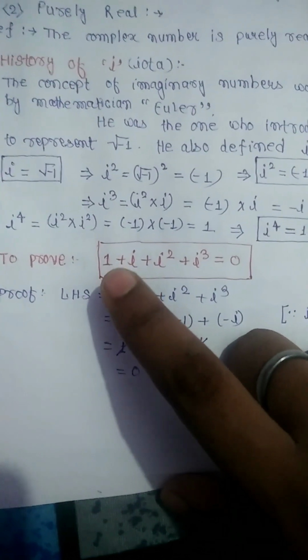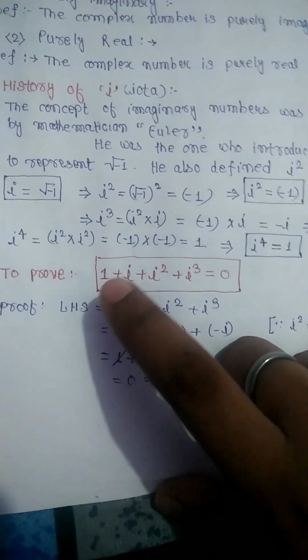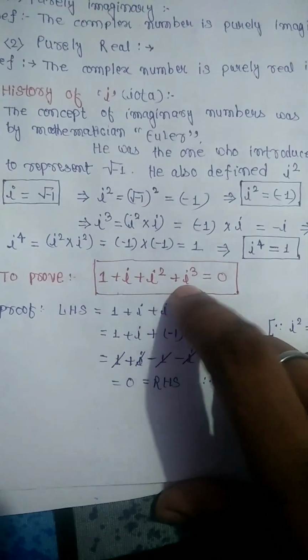So there is a very important concept that we have to prove here: we have to prove that 1 plus i plus i square plus i cube is 0.